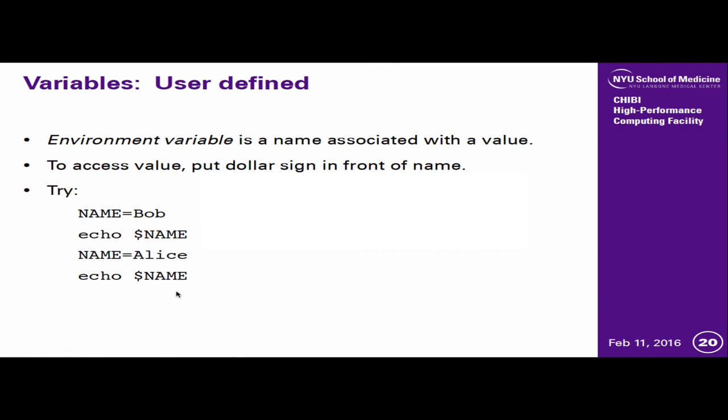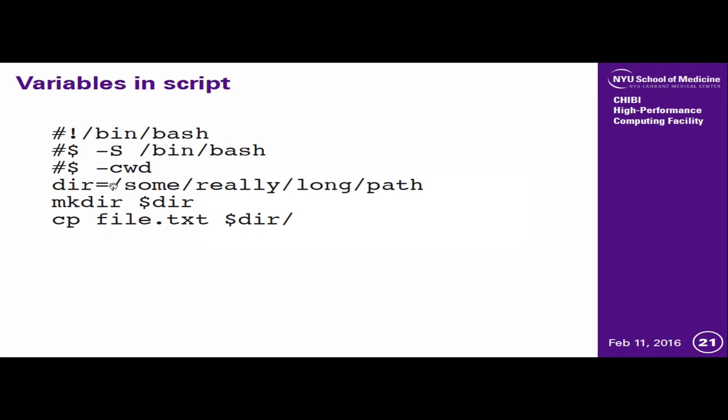Why would this be useful? Well, inside a script, what if you had to refer to some really long directory path and then use that in multiple places in your script? So you could set a variable so you only have to mention that path once and then use it in multiple places. It helps to make it easier to read. It helps to make it easier to write. So you could say dir for directory. You could say dir equals some really long path. Then you could say mkdir $dir and then copy file.txt into $dir. I'm using it twice. It has the same value both times.